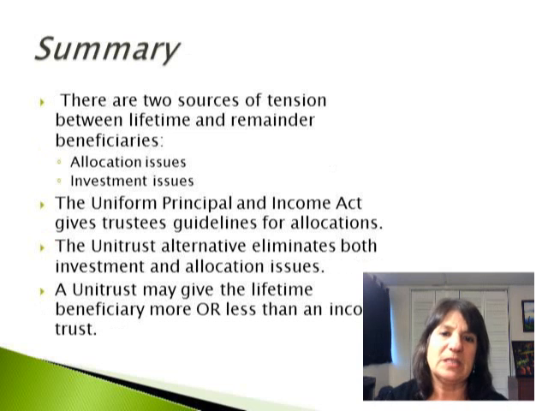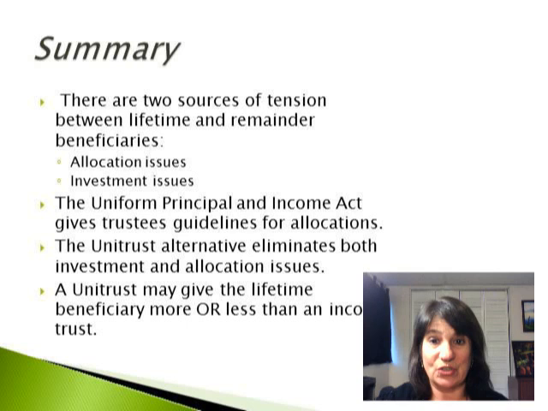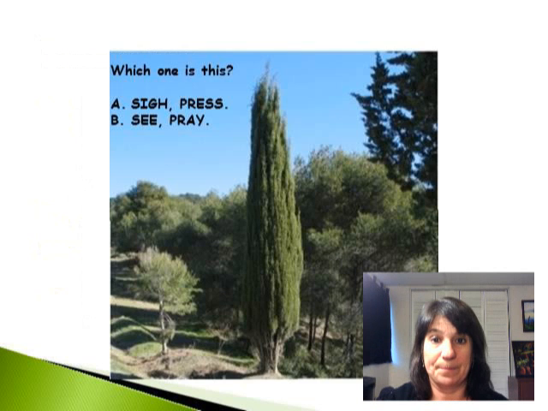So where have we been? We saw two kinds of tension between a lifetime beneficiary, an income beneficiary, and a remainder beneficiary. One coming from allocation issues, and the other coming from investment issues. We saw that there's a Uniform Principal and Income Act that gives trustees guidelines for allocation. And we saw that the unitrust alternative eliminates both kinds of tension between income and remainder. It may give the beneficiary more or less than the actual income. Okay, review question. Cypress or Cy pres?